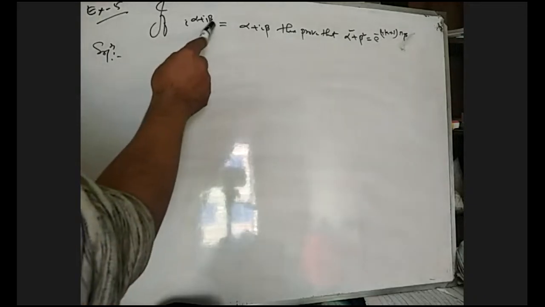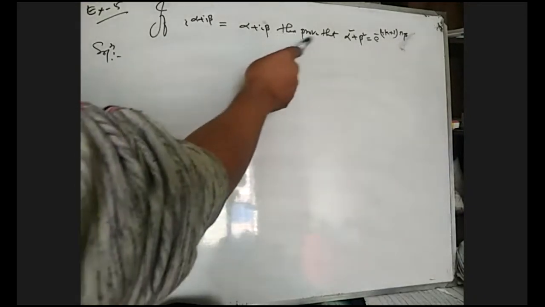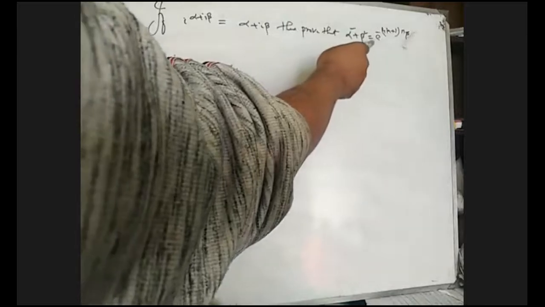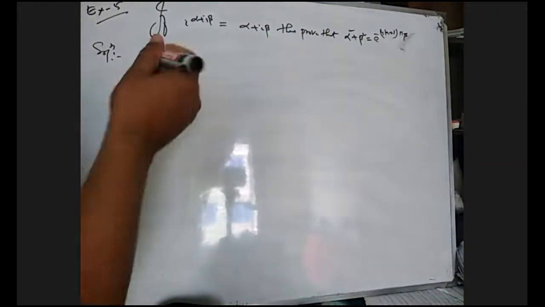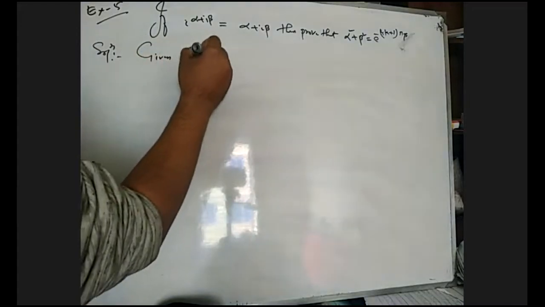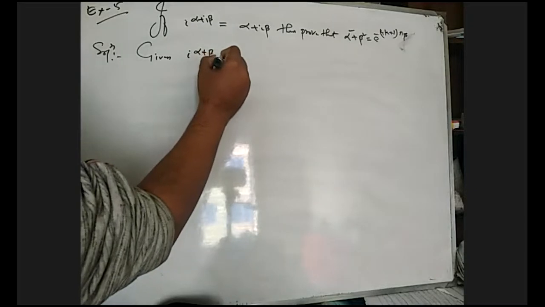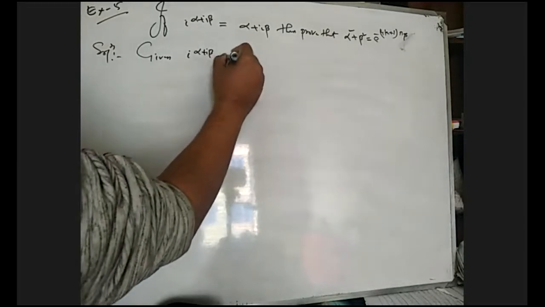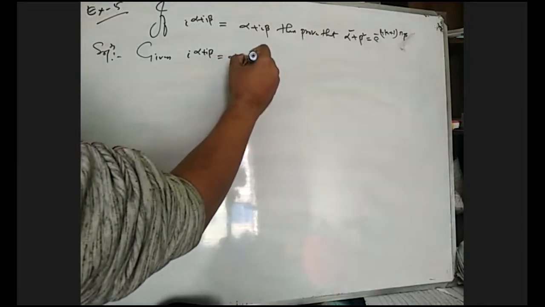Now, example 5: if i to the power alpha plus i beta equals alpha plus i beta, then prove that alpha square plus beta square equals e to the power minus (4k plus 1) pi beta. So we are given i to the power alpha plus i beta equals alpha plus i beta. Alpha plus i beta is any complex number.